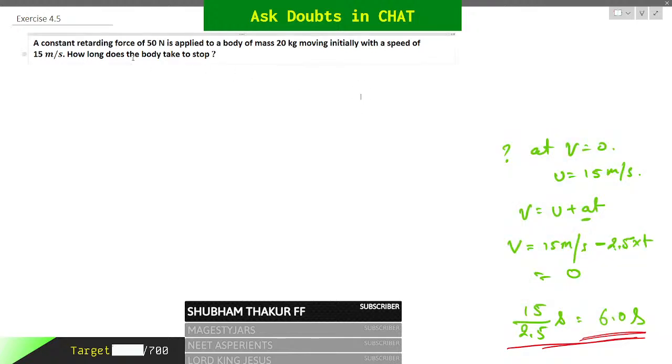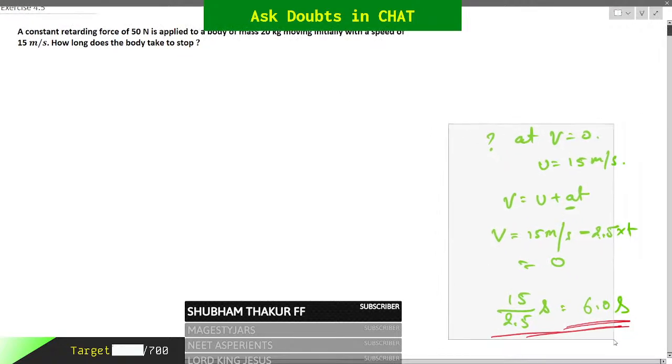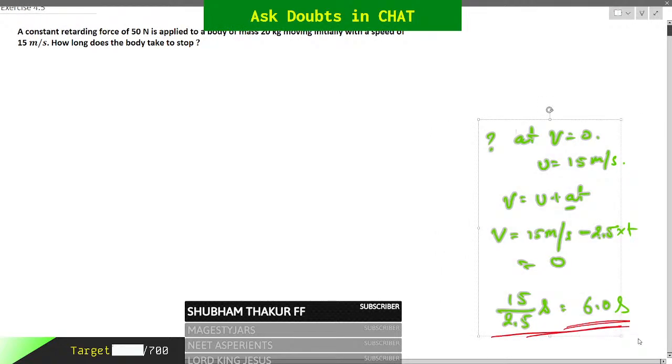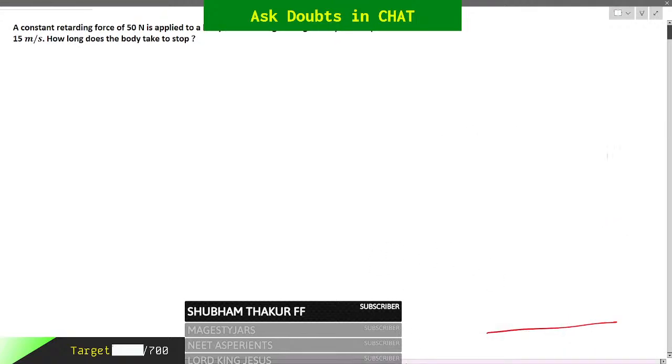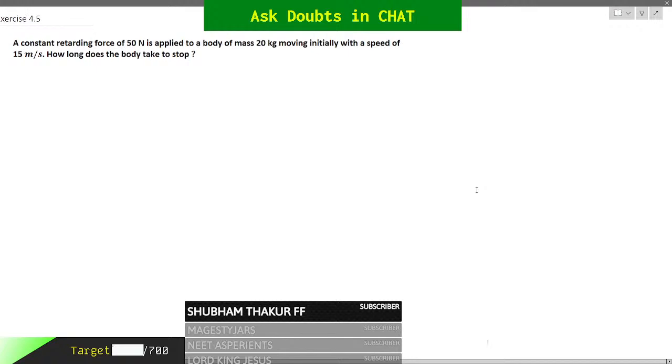A constant retarding force of 50 Newton is applied to a body of mass 20 kg moving initially with a speed of 15 meter per second. How long does the body take to stop? So in this question we have been given the initial speed of the body, and we have been given the mass of the body, and the retarding force is also given, that is 50 Newton.